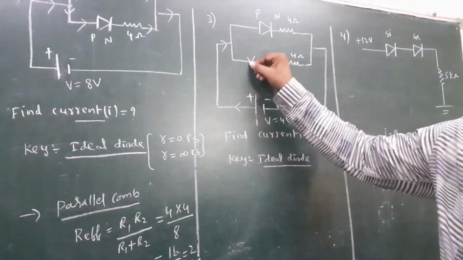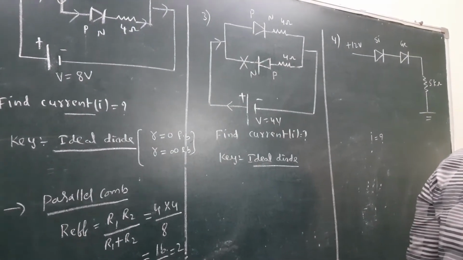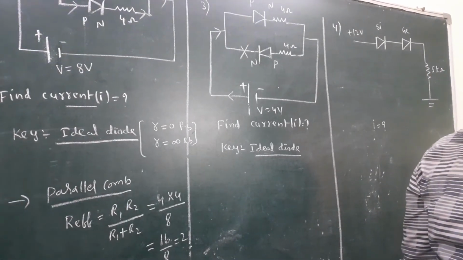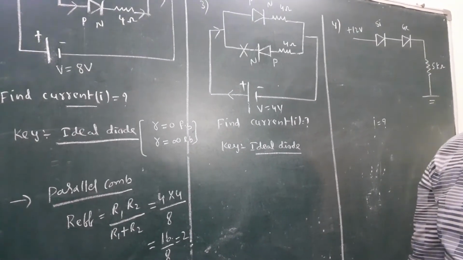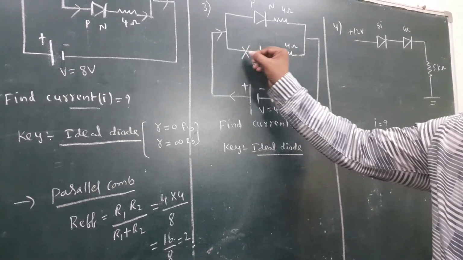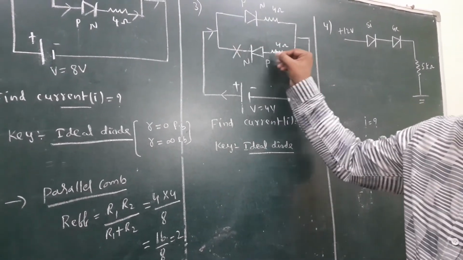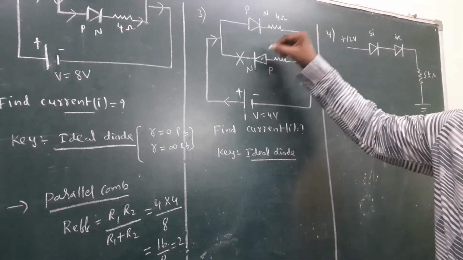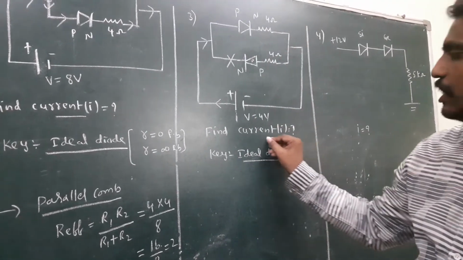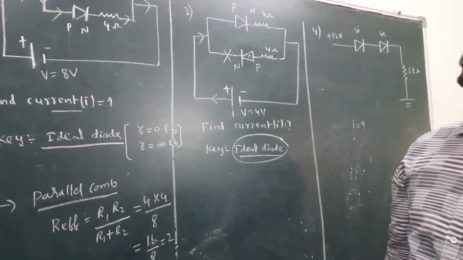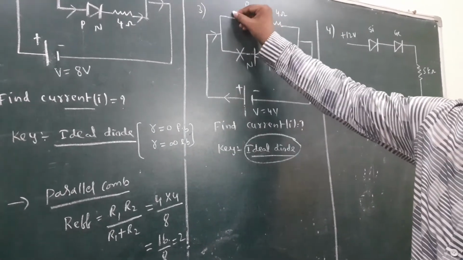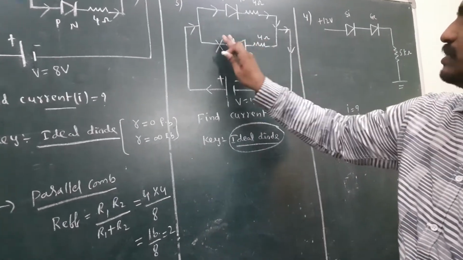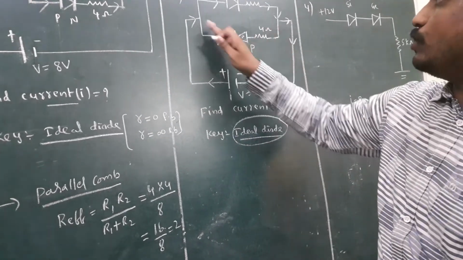In an ideal diode under reverse bias, the internal resistance is infinity. Infinity resistance means infinite opposition. So the reverse-biased diode does not allow the current. So the current flows in this direction, plus to minus. That means this diode will be removed here.